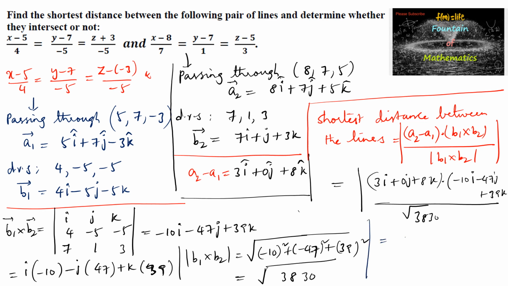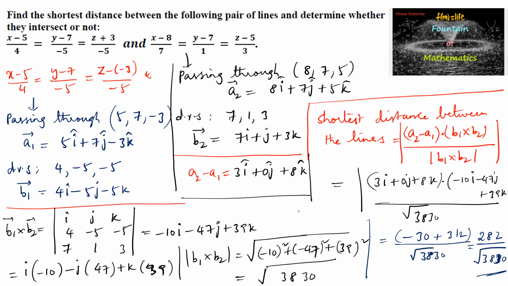After further simplification, we get minus 30, and here it is 39 times 8, so 240 plus 72, that is 312, divided by root of 3830. 312 minus 30 is 282. So we can say 282 divided by root of 3830 is the answer. The shortest distance is 282 upon root of 3830.